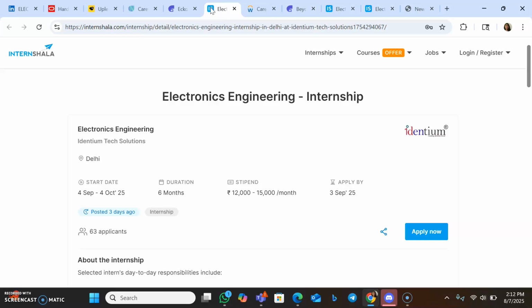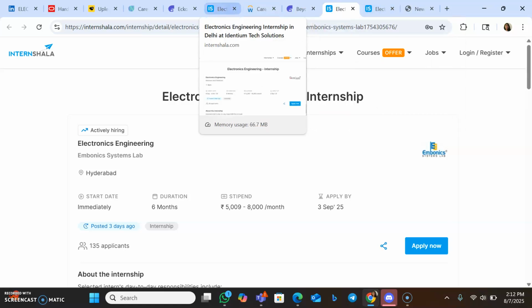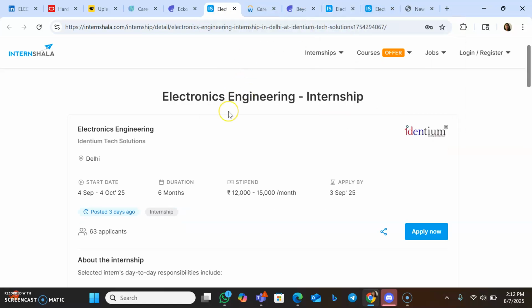Apart from this, I also have some other job opportunities posted on the platform called Internshala. If you want to apply there, you can definitely, but I'm not really pushing that. But anyway, if you're interested, you can definitely apply.